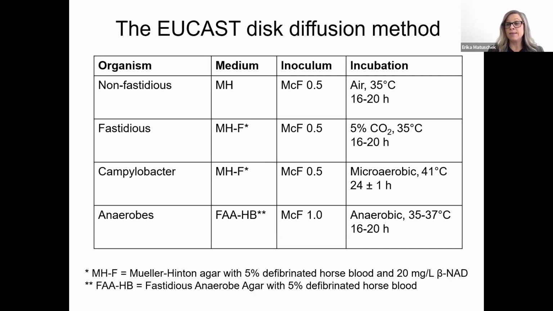And the one that we chose is FAA-HB. FAA stands for fastidious anaerobe agar and is the agar base. And then we add defibrinated horse blood. For the anaerobes, we recommend a higher inoculum, McFarland 1, and plates should be incubated in an anaerobic environment at 35 to 37 degrees for 16 to 20 hours. And this means that some bacteria, and specifically fastidious organisms and anaerobes, will not be able to be tested with the disk diffusion method, but the ones that are listed can be tested and interpreted according to EUCAST breakpoints.